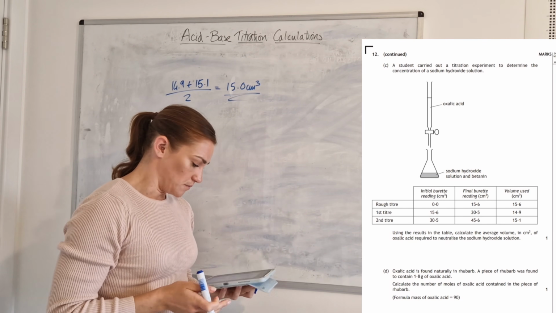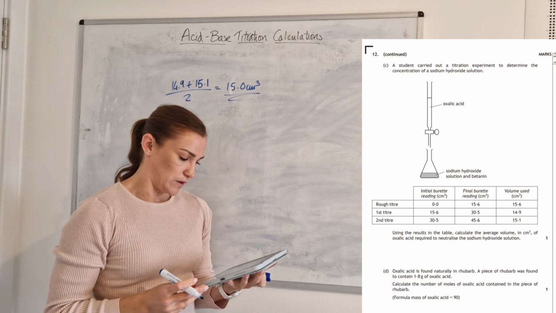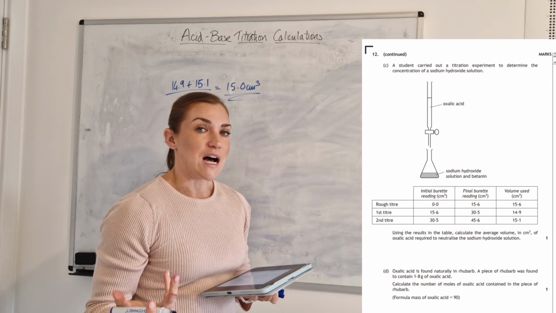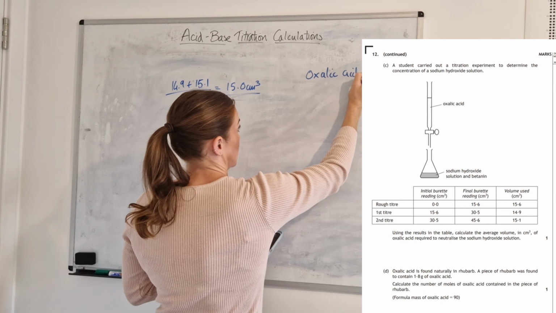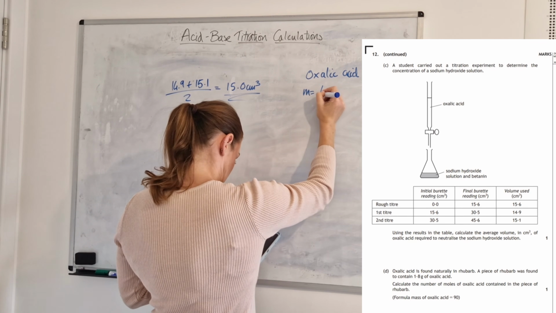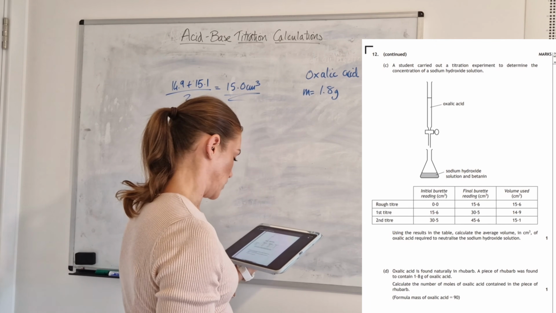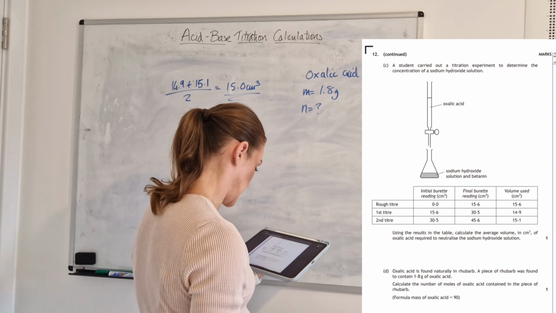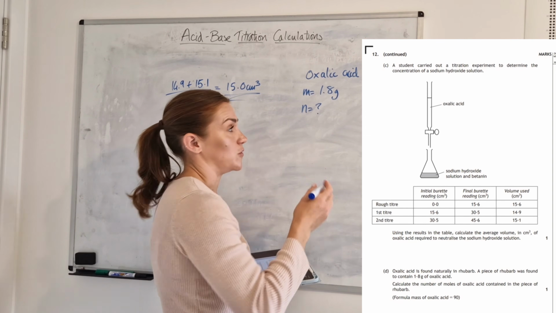Then part D says oxalic acid is found naturally in rhubarb, a piece of rhubarb was found to contain 1.8 grams of oxalic acid. So anything in grams is a mass. It's a mass of oxalic acid. My spelling is horrendous today. So we've got a mass of oxalic acid, 1.8 grams. And then it wants us to calculate the number of moles of oxalic acid. So n equals question mark. And then it says the formula mass of oxalic acid is 90. The formula mass is the gram formula mass, GFM.